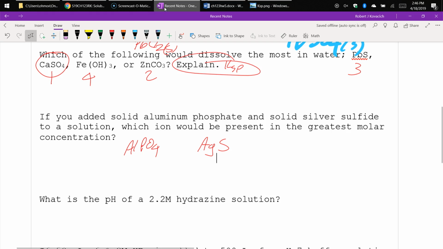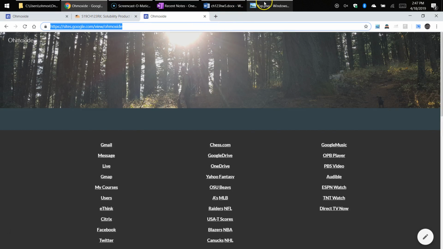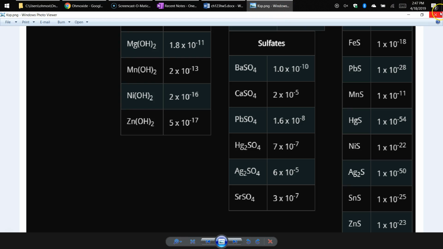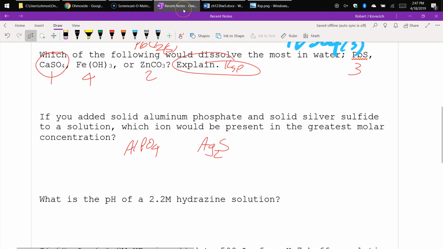So I did molar solubility, is that wrong? No, because it says the greatest molar concentration, so that's fine. So which one dissolves the most? Do you have the aluminum phosphate KSP? I had to look this one up. It was 9.8 times 10 to the negative 21. It's really insoluble, but not even close to that 50. So this is 10 to the negative 21, and this is 10 to the negative 50.